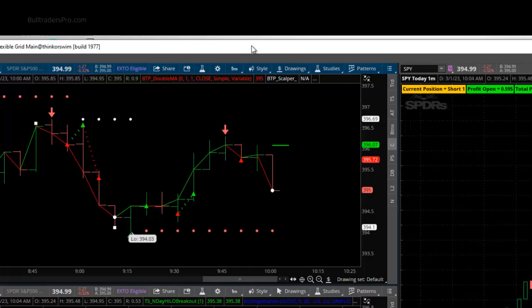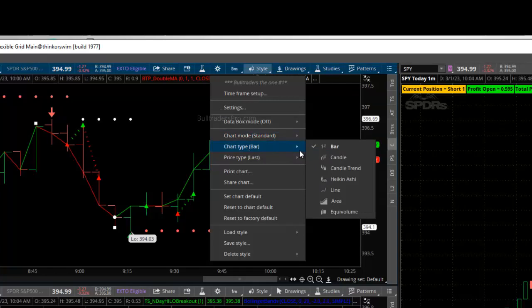We also want to use the monkey bars, instead of the normal candles. Follow these steps to make your chart look like ours.